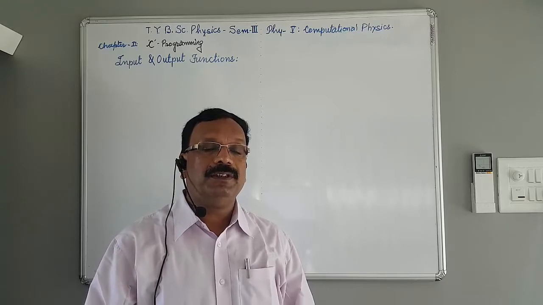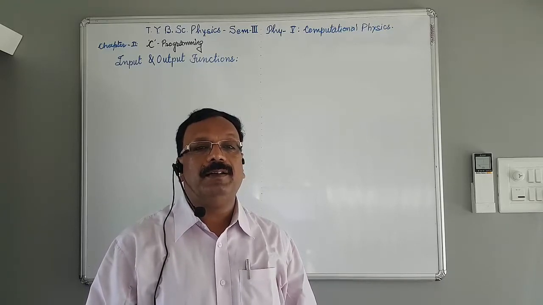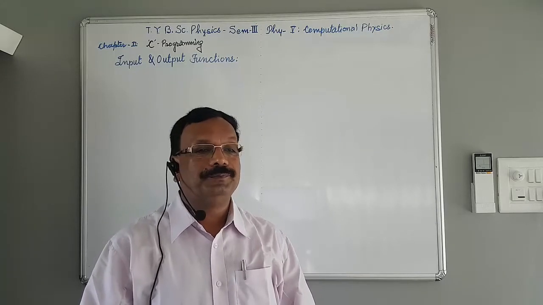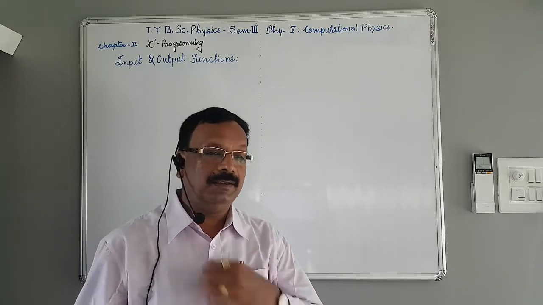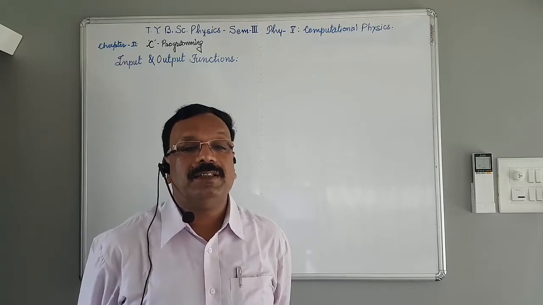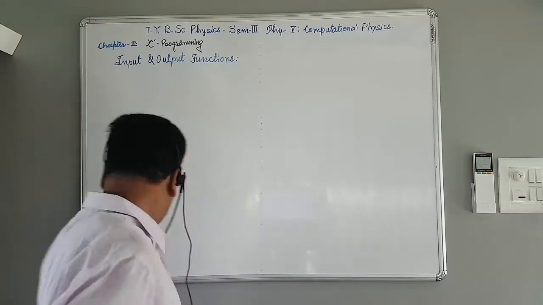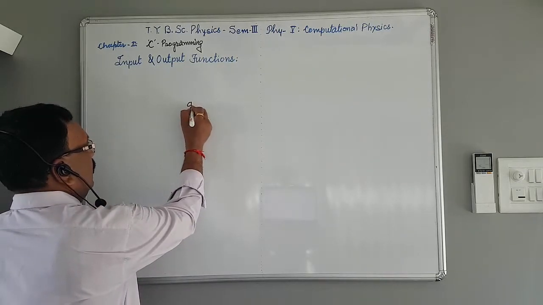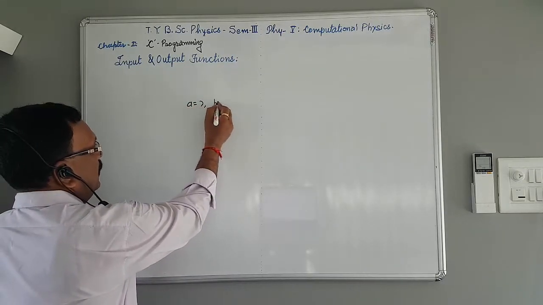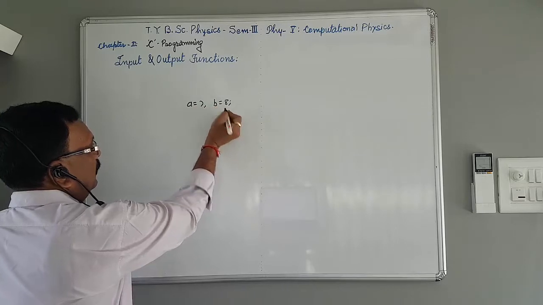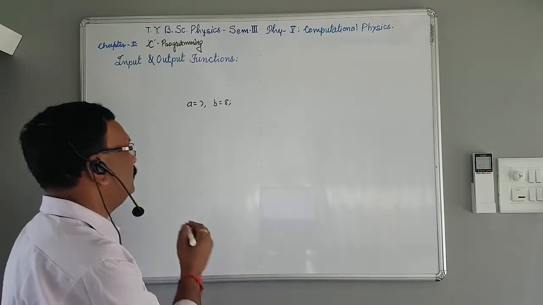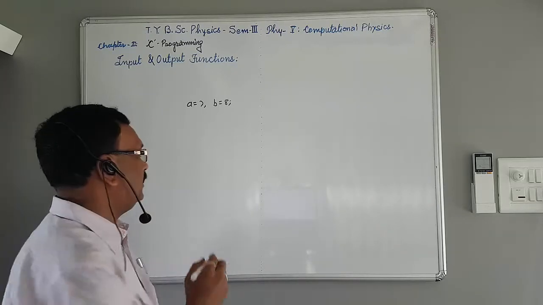Now we have to see the methods of providing data. There are basically two methods of providing data. First one is to assign a value to a variable through an assignment statement, like a is equal to 7, b is equal to 8, and so on. And second one is the use of an input function.